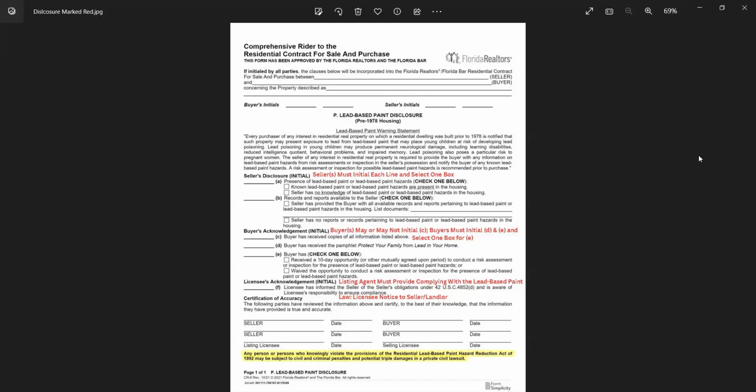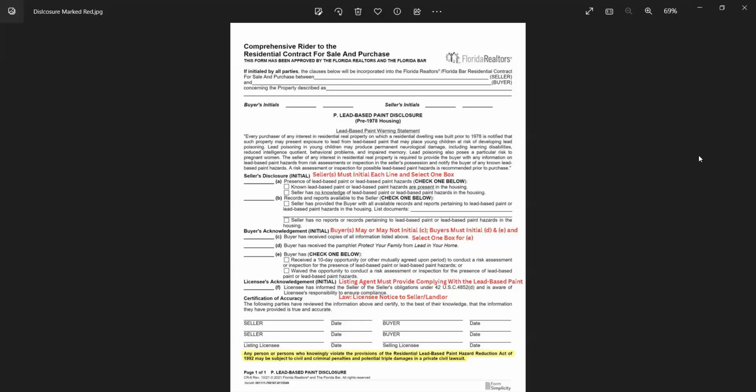Next, we come to the licensee's acknowledgement. The listing agent must provide the complying with lead-based paint law licensee notice to the seller or landlord. Again, we're going to talk about that briefly right after this. And they're going to initial on the line indicating that the licensee has informed the seller of the seller's obligation under 42 U.S.C. 4852d and is aware of the licensee's responsibility to ensure compliance. The way that you're guaranteeing that compliance is because you're going to have that notice signed by the seller or sellers, and you're going to keep that as part of your file.